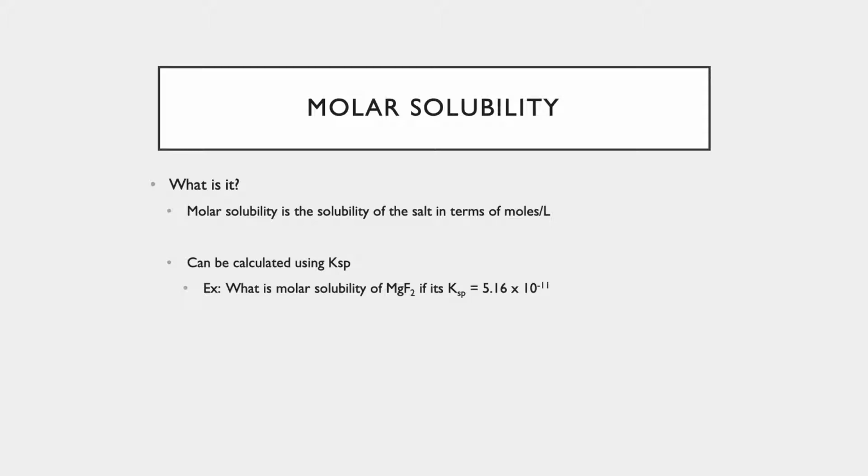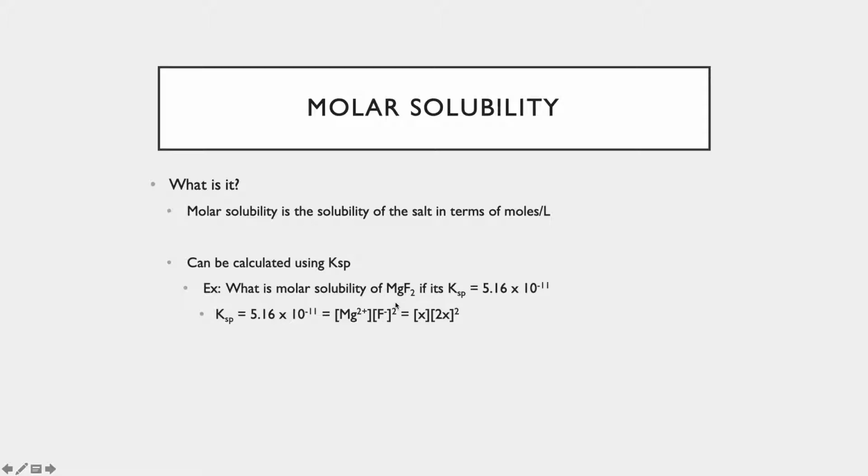Now, to show how these two are related, let's say we want to find the molar solubility of magnesium fluoride, given its KSP is 5.16 times 10 to the minus 11. So to show how this is going to work, we can set up our equation for KSP. And for magnesium fluoride, the equation is this because if we take this solid and break it apart, we're going to get 1 magnesium ion and 2 fluoride ions. And so it's going to be magnesium 2 plus times the concentration of the fluoride ion squared.